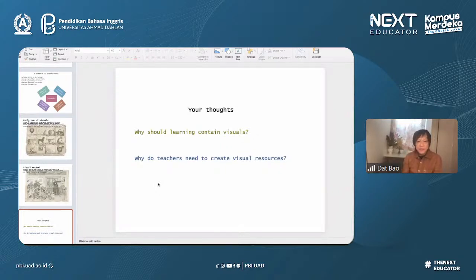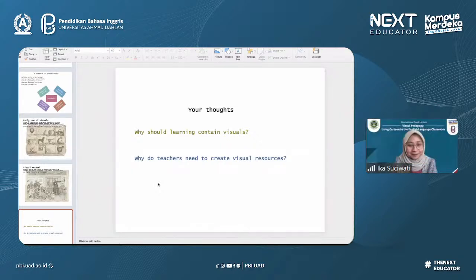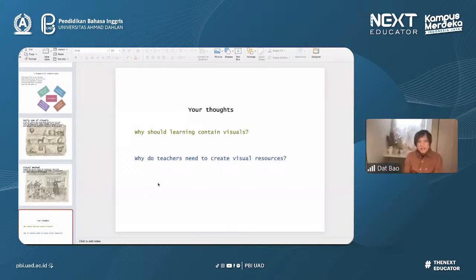Maybe you can quickly respond so we have a bit of a conversation. Why do you think learning should contain visuals? I'm sure each of you as teachers have frequently used visuals, but let's think about why we need them. Anyone? It's an open question from Dr. Dad to the audience. Feel free to raise your hand and participate in the discussion. Or as a learner, why do you like pictures in the lesson?